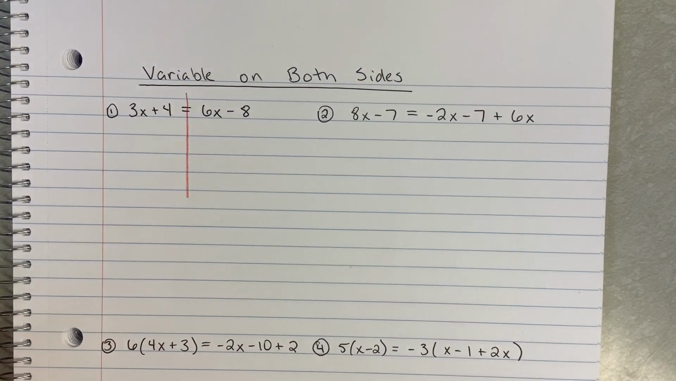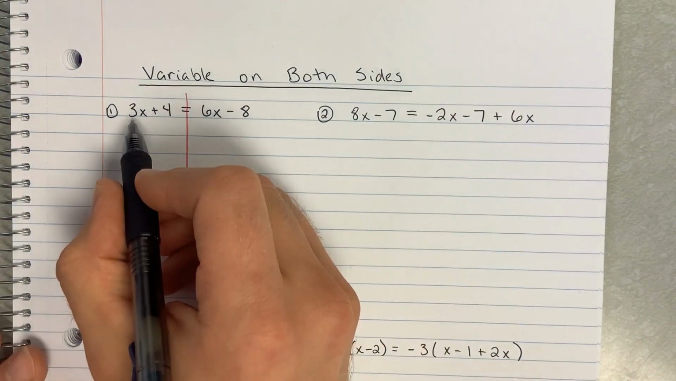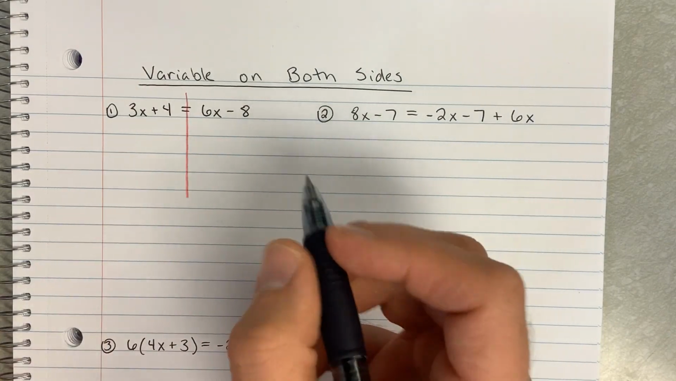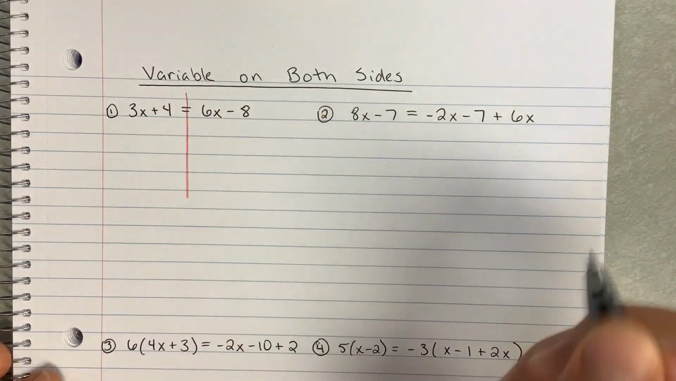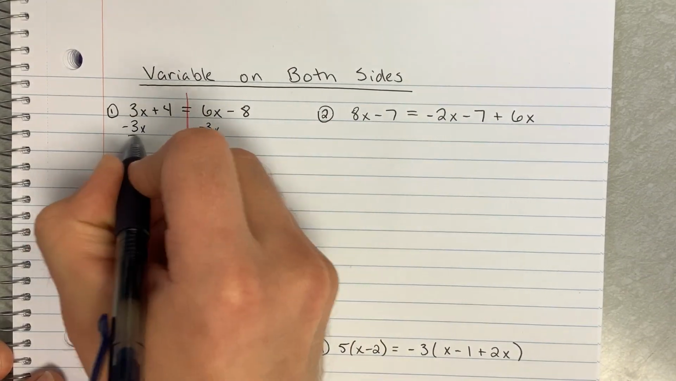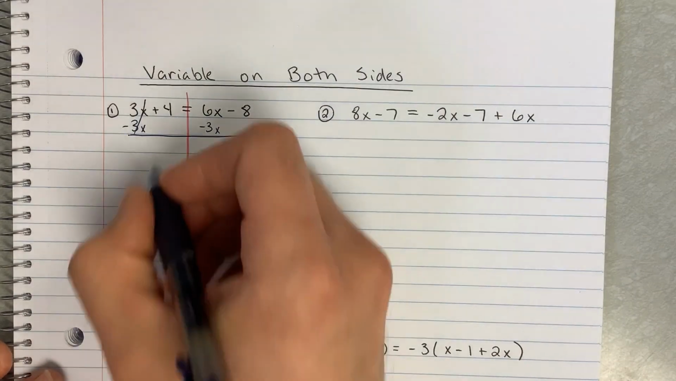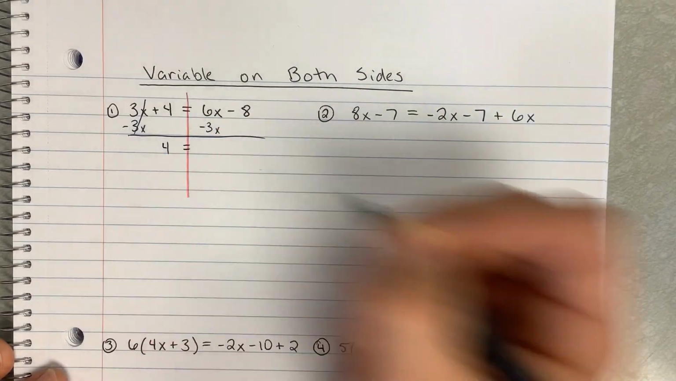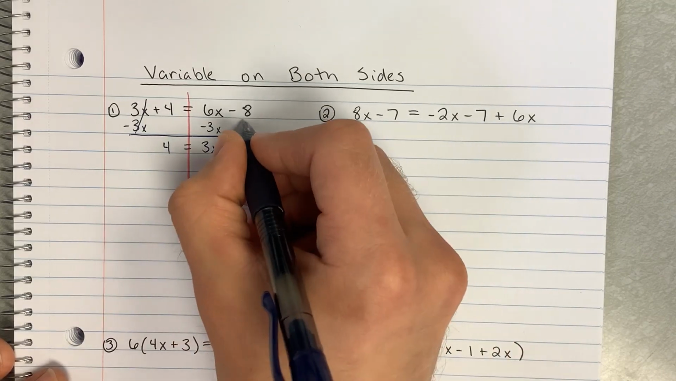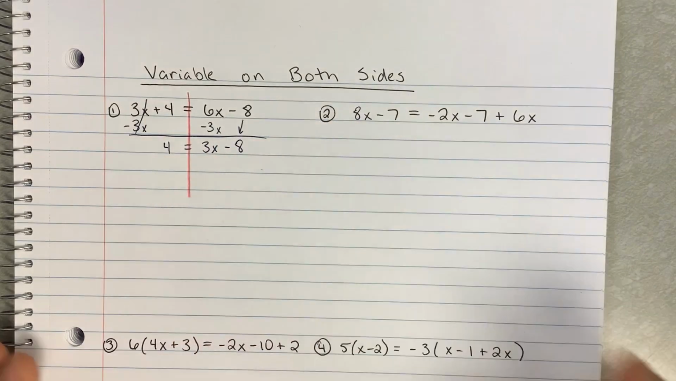Next is get my variable on one side. Okay, I can do that. Now I can either move this one to the right or that one to the left. It doesn't matter. I'm going to choose to move this one to the left. This is a positive 3x, so I do minus 3x. That cancels out. 4 equals 6 minus 3 is 3. Don't forget the variable. And I bring down this minus 8. There we go.